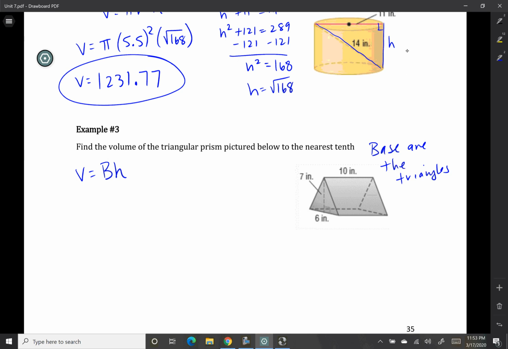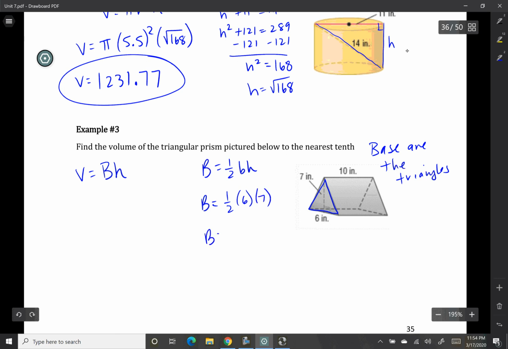So the first thing I have to do before I find volume is, well, I have to find the area of this base. Luckily for us, we know how to find the area of a triangle. If we don't remember the formula, it's right on your reference sheet. If I just look at this triangle here, the height is 7, the base is 6. So I can say the area of the base of this three-dimensional figure is 1/2 times 6 times 7. So the area of this base is 21.